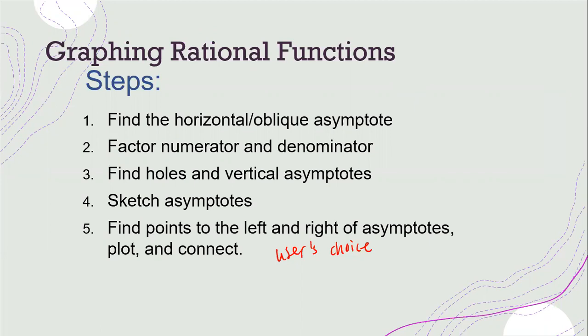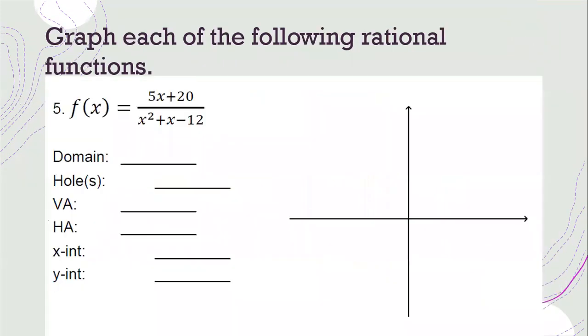and plot them. Why do you need to do that? Because you need to know what your function is doing around the asymptote, okay? And it's user's choice. 6, find the domain and range if asked, okay? All right, so those are the steps we're going to follow. So we're going to start with step 1.